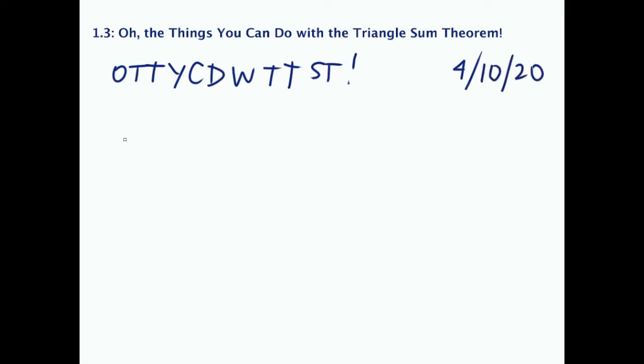Today's date is 4/10/20, and we're going to be talking today about some things that we can do with triangles, but we're mainly going to be talking about polygons. So shapes with 3 or more straight sides. We're going to be talking about the angles inside of these polygons, and these are called interior angles. So just keep that in mind as we're talking about what we're doing today.